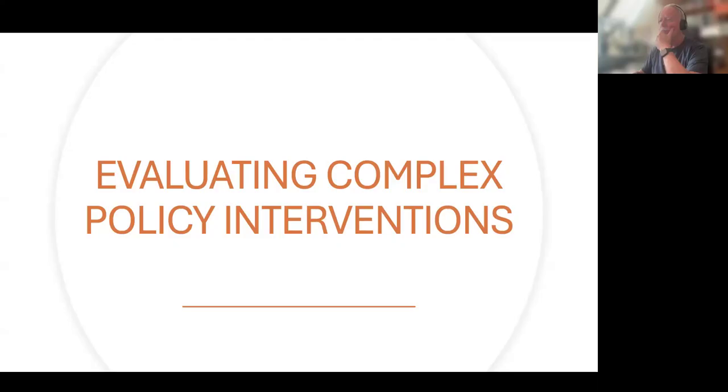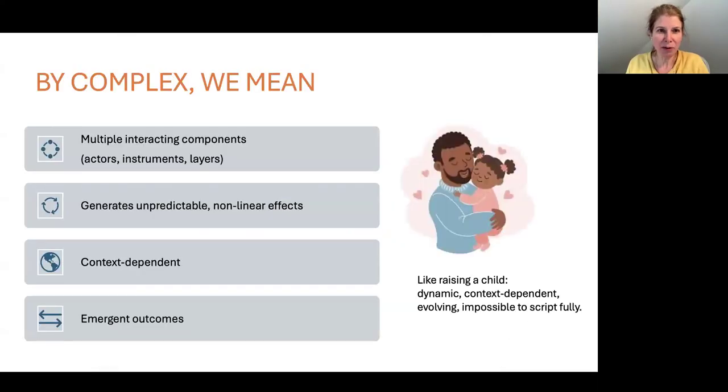So it's helpful perhaps to start with common ground terminology. By complex, we really mean interventions that have multiple interacting components. There could be multiple actors, government, NGOs, other actors, multiple instruments, the law, funding, other types of incentives, and multiple layers. Some of these interventions could occur at national level, provincial or regional level, and a municipal level. So multiple interacting components. These interventions also often have unpredictable, non-linear effects.